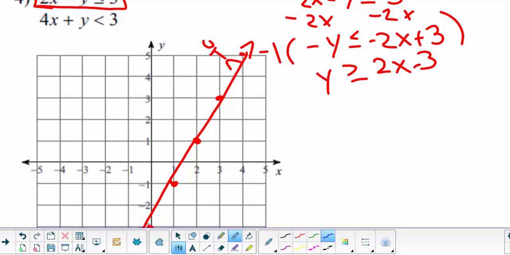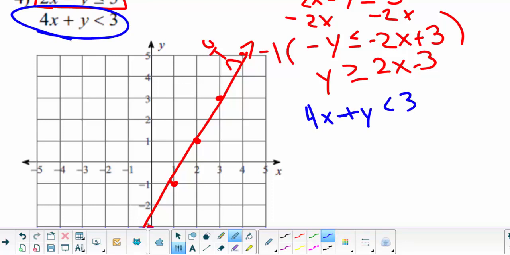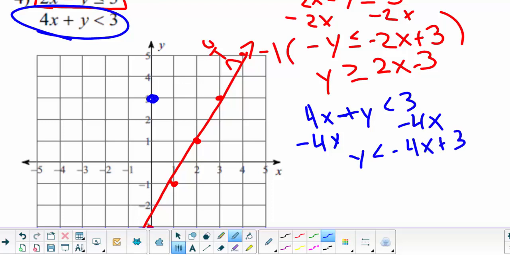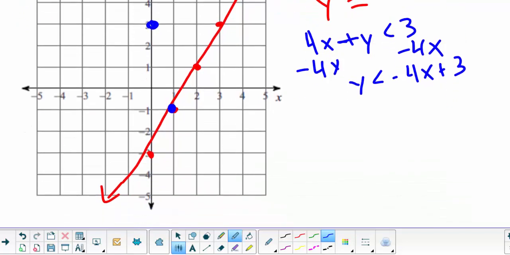So let's use blue for the next one. So we got 4x plus y is less than 3. So pretty easy. We just have to subtract 4x to get it in slope-intercept form. So we got y is less than negative 4x plus 3. So I'm going to go up 3, put a dot. Down 4 over 1. I can do one more. Down 4 over 1. Now this line needs to be dotted because it does not have an equal sign.